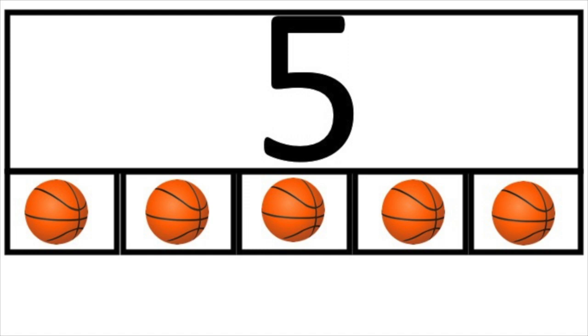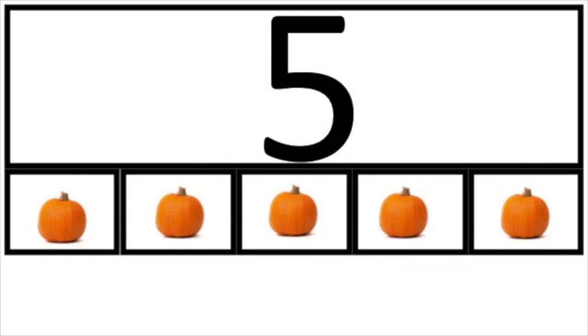Okay, first up, we see how many basketballs. How many do we see? Let's count them. 1, 2, 3, 4, 5. We see 5 basketballs. Next picture up. What is that a picture of? Pumpkins. Good job. How many pumpkins do we see? Let's count them. 1, 2, 3, 4, 5. We see 5 pumpkins.